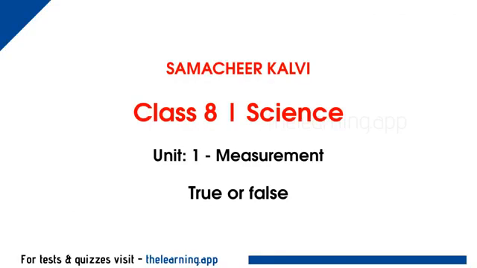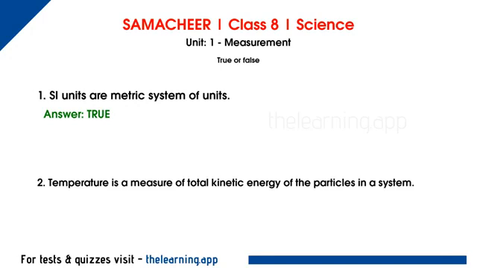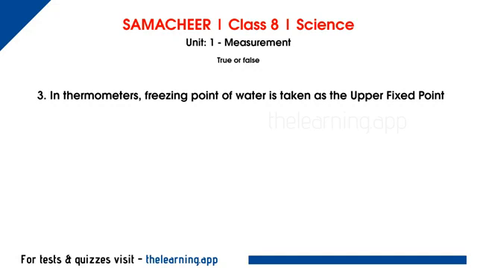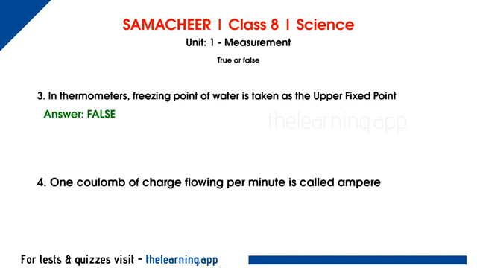True or false? Question 1. SI units are metric system of units. Correct answer is true. Question 2. Temperature is a measure of total kinetic energy of the particles in a system. Correct answer is false. Question 3. In thermometers, freezing point of water is taken as the upper fixed point. Correct answer is false.